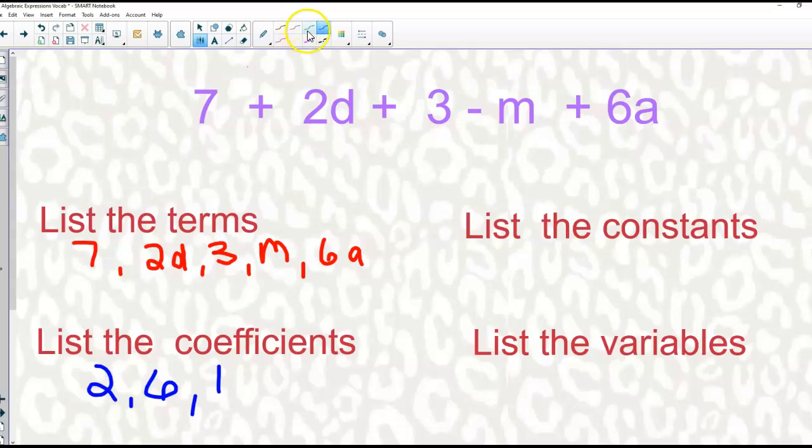My constants are the numbers alone. So in this case, it would be 7 and 3. Those are the two numbers that are all by themselves. And then finally, my variables: I have a d, I have an m, and I have an a. Okay, so no matter what you're asked to do, whether you're asked to mark them or list them, we should know these 4 vocab words.